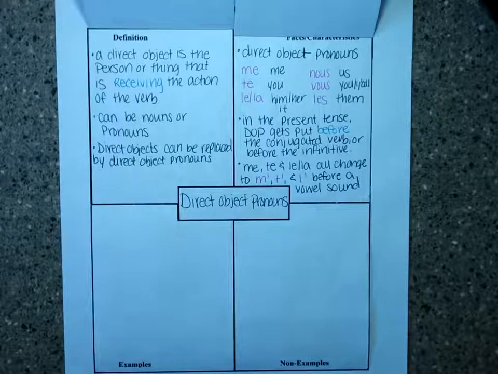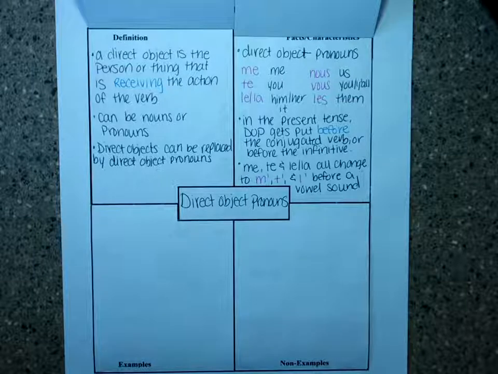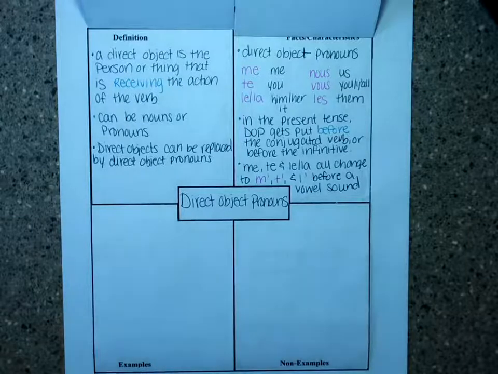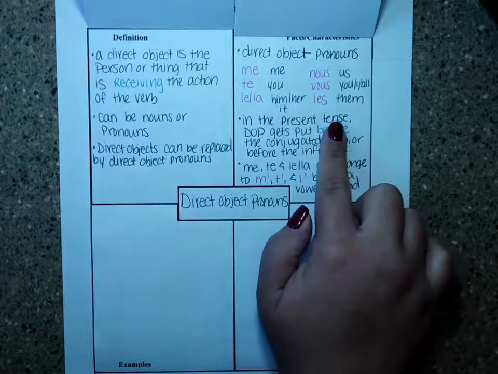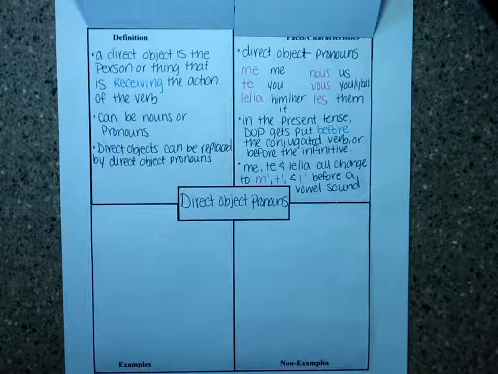So for example, I could say in English, you give the book to me. So the book would be the direct object because it's receiving the action of the verb to give. So I could say you give it to me. And direct object pronouns are just used to make your sentence a lot less repetitive than it would have been. So this is important: in the present tense, direct object pronouns go before the conjugated verb, or if there are 2 verbs, like there's a conjugated verb and an infinitive, then the direct object pronoun would go before the infinitive.